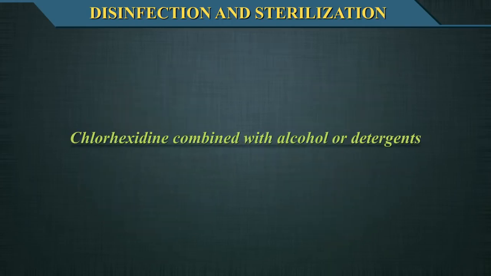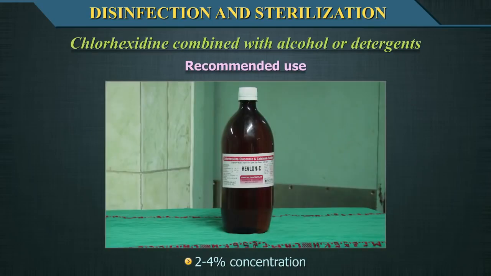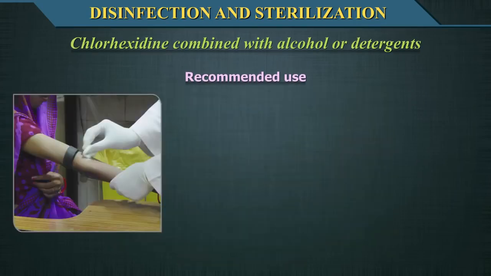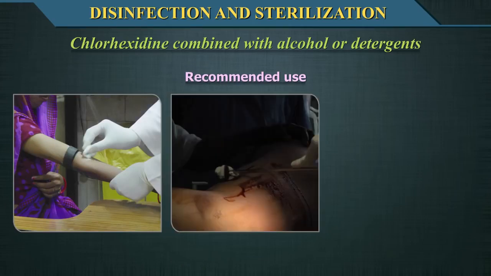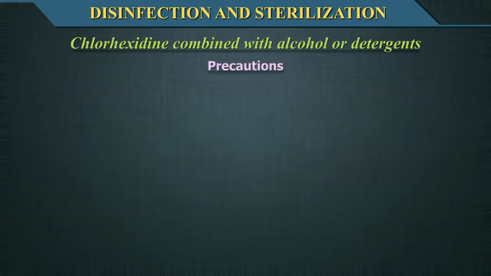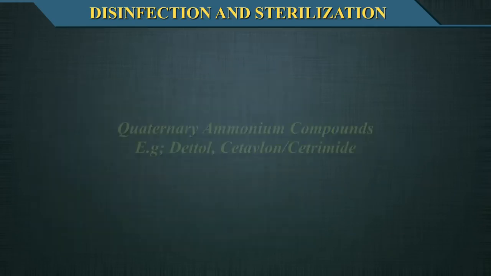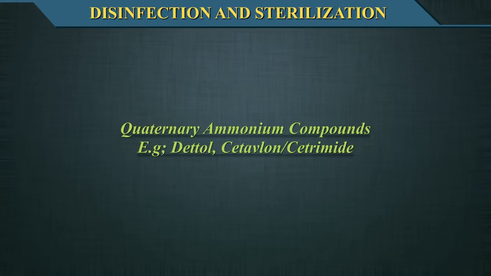Chlorhexidine combined with alcohol or detergents. Recommended use: 2 to 4% concentration. Antiseptic for skin and mucous membranes. Pre-operative skin preparation. Disinfection of hands. Precautions: inactivated by soap, organic matter. Relatively non-toxic.